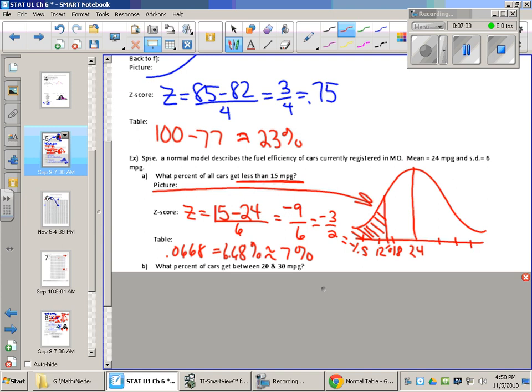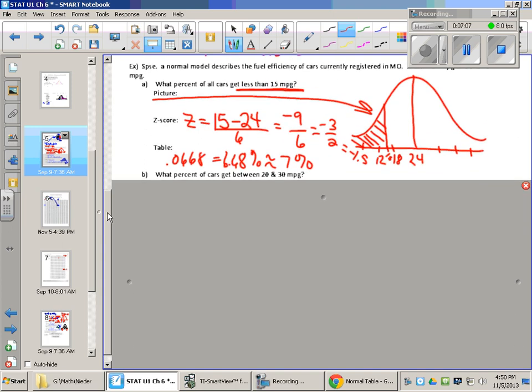I would like you to maybe think about how we could go about answering the next question. What percent of cars get between 20 and 30 miles per gallon? Think about that for a little bit. I think this is a good place to break the video, and then you can click on the next video to see if you were right.